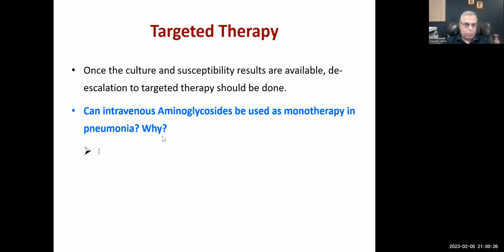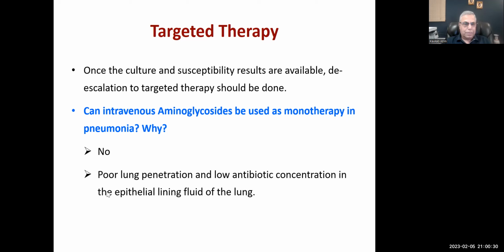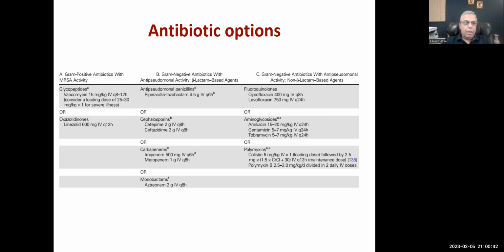Why? So that's what I have shown you here, because their lung penetration is poor, and there is low antibiotic concentration in the epithelial lining fluid of the lung, right? So epithelial lining fluid means mucus. And then antibiotic options, this is a table.